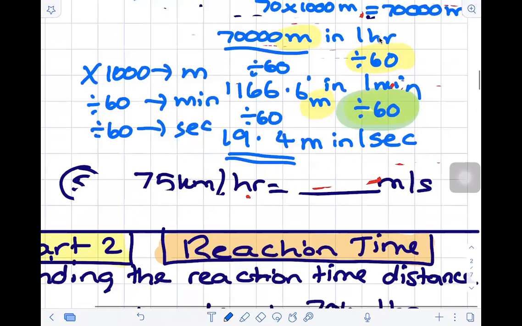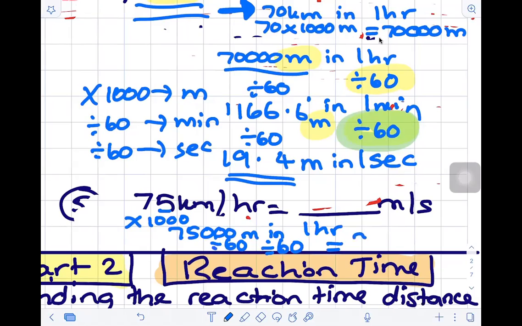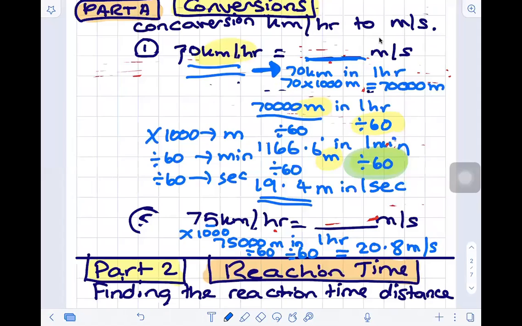So let's just look at this 75 kilometers per hour. Times by 1,000, that will give you 75,000 meters in 1 hour. Divide by 60 and by 60 again. We get 75,000, divide 60, divide 60. That means that in 1 second, you will go 20.8 meters. So you've changed it to meters per second.